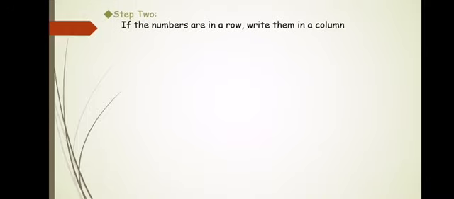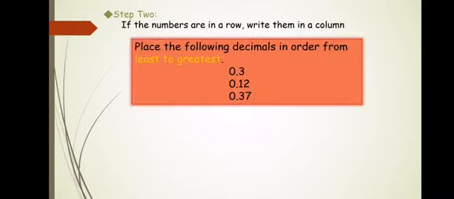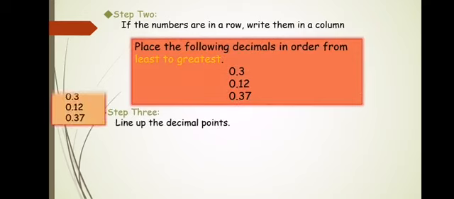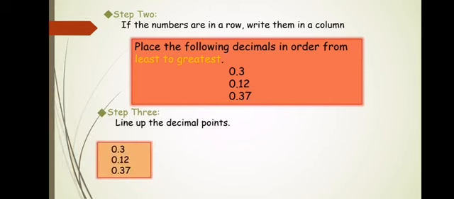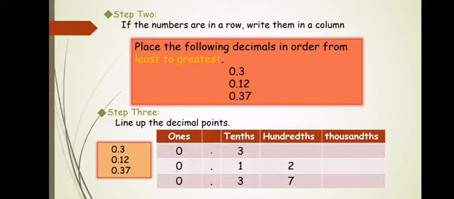Step 2. If the numbers are in a row, write them in a column. For example, we have to write these three numbers in a column. Step 3. Line up the decimal points. So now we have to write the numbers in the table and we line up the decimal points. 0.3, 0.12, 0.37.